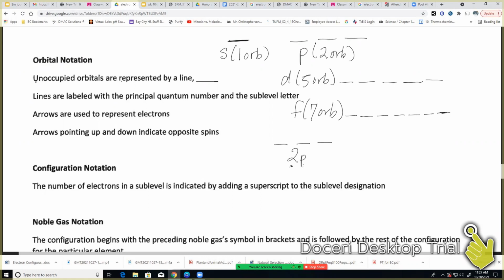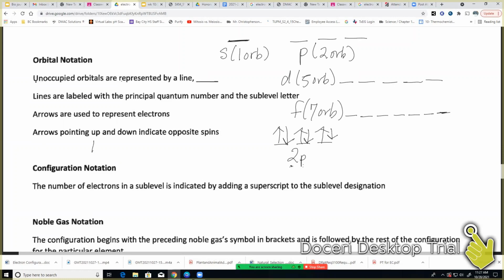Arrows are used to represent electrons. We talked about that yesterday, and we have one going up and we have one going down to represent opposite spins. So those are going to be my arrows. One will go up and one will go down if you need that many electrons.